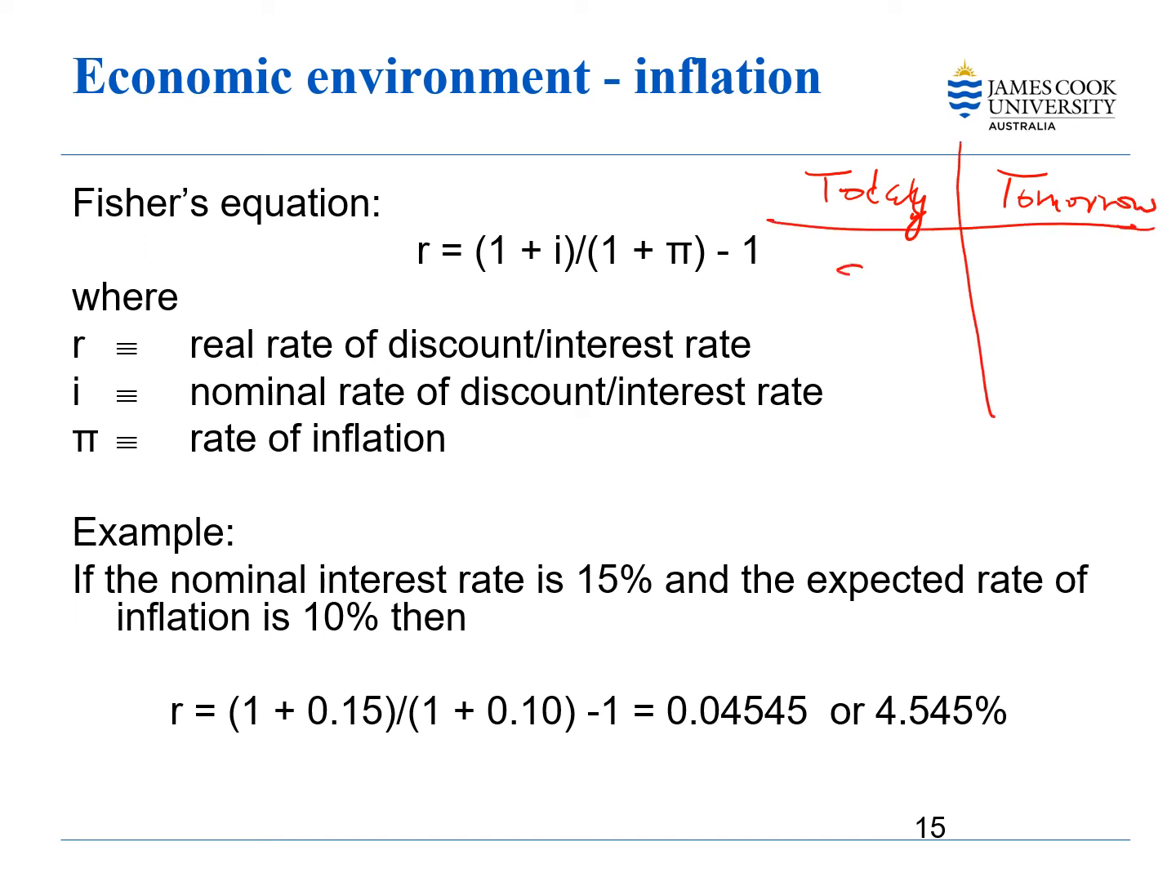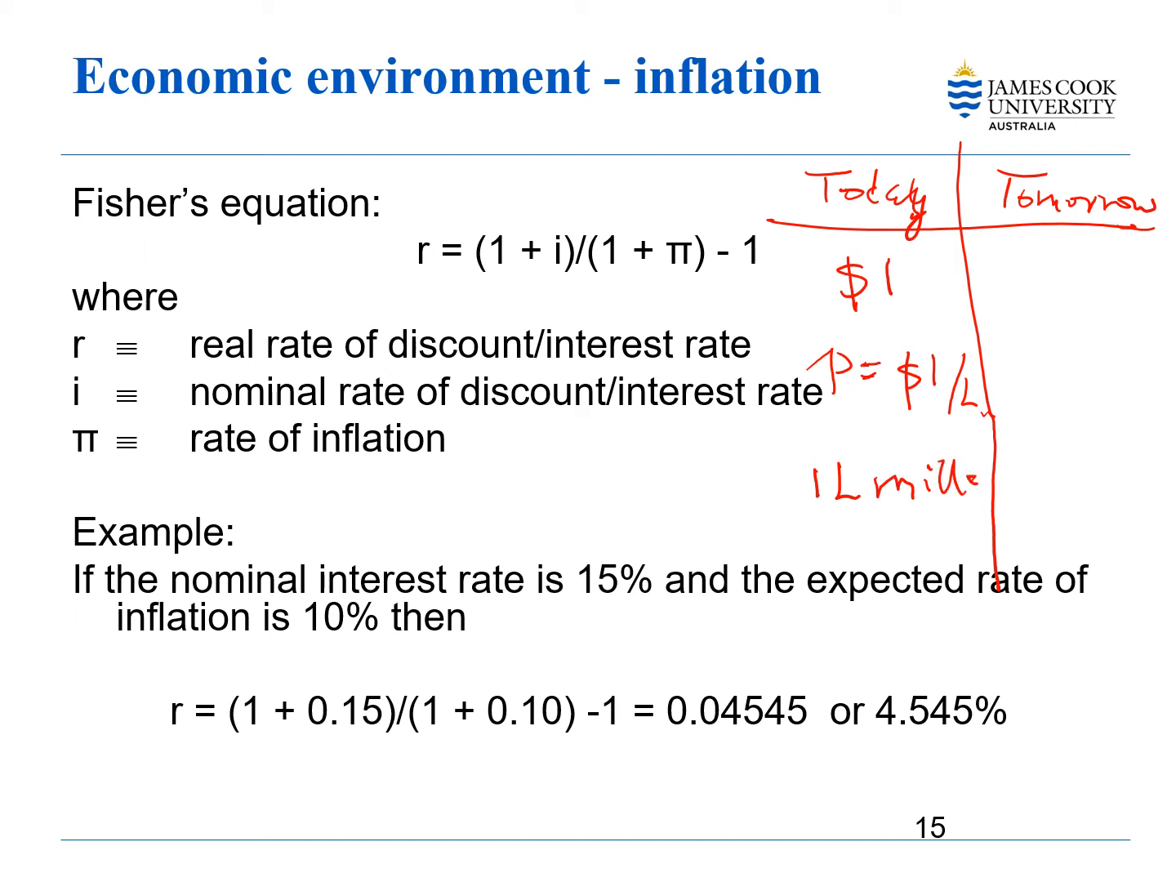Today I have $1 in hand, and the price of milk, let's say, is $1 per liter. Okay, $1 per liter. So if I use this $1, I can purchase 1 liter of milk.